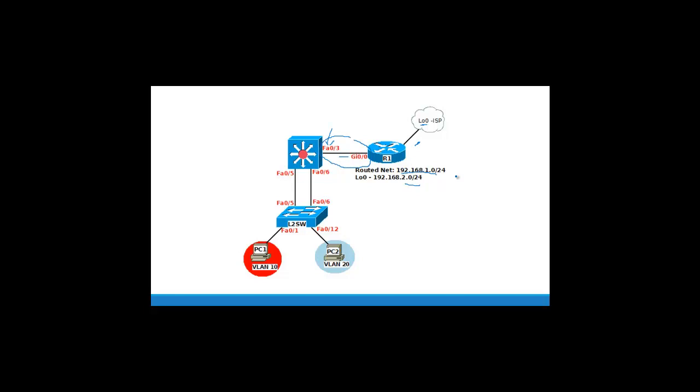So we're going to leave this part the way it was. We're just going to add a router and a loopback, and we should be able to go from both of our PCs up through to this loopback, our simulated internet.